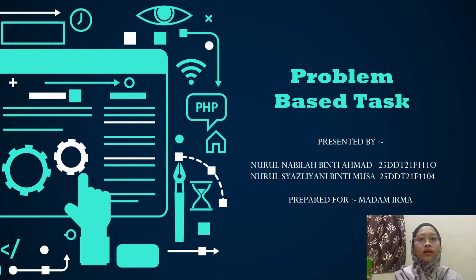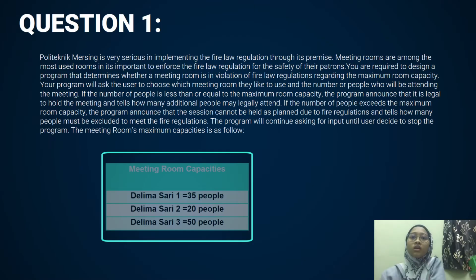So we will give explanation about problem-based tasks. Question 1. Polytechnic Malaysia is very serious in implementing the fire law regulation through its premises. Meeting rooms are among the most used rooms and it is important to enforce the fire law regulation for the safety of their patrons. You are required to design a program that determines whether a meeting room is in violation of fire law regulation regarding the maximum room capacity.